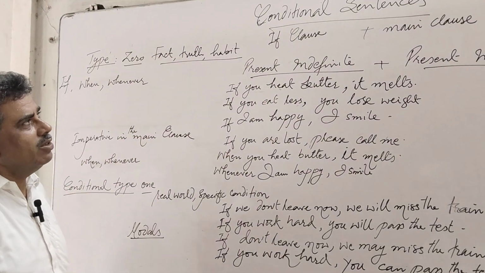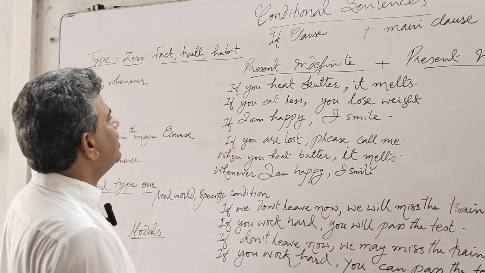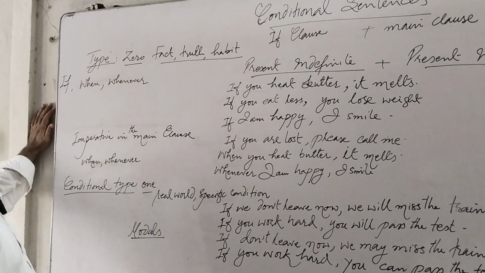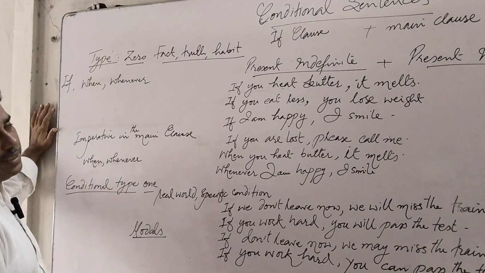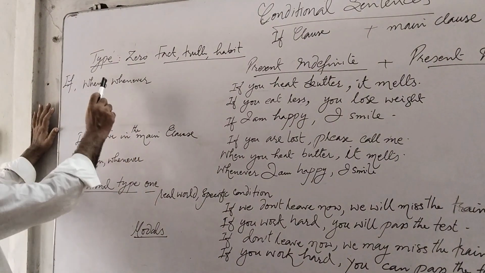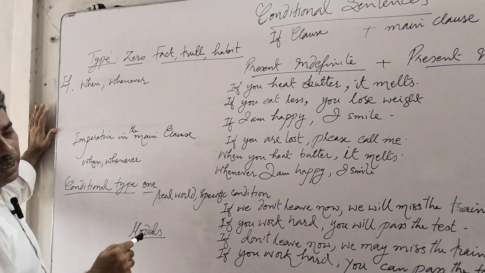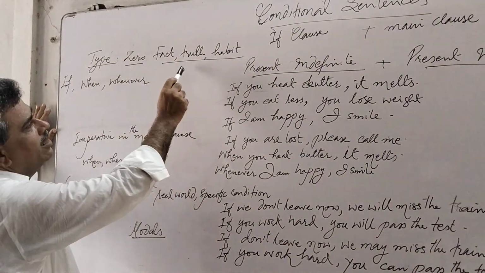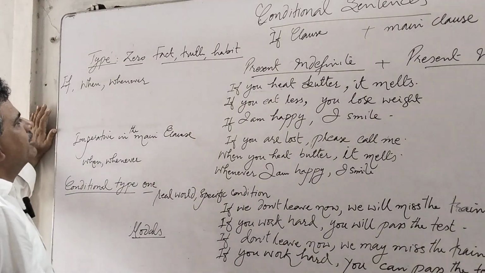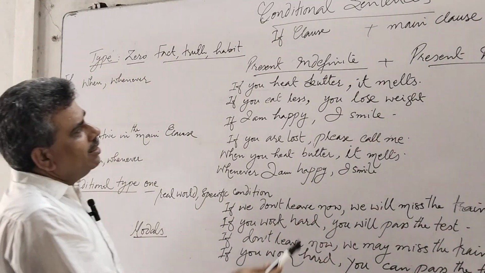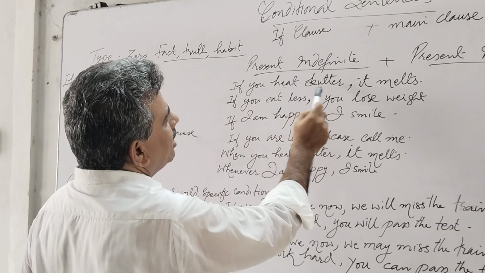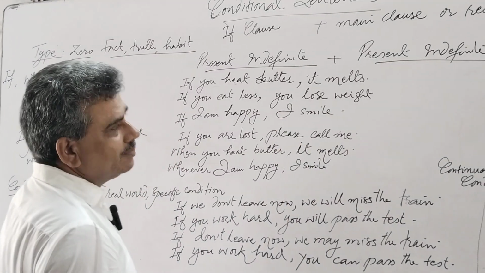Today we are going to learn about conditional sentences. There are four types of conditional sentences. The first type is called zero conditional. In this type, there are facts, truths, and habits described. Just like we say, if you heat butter, it melts.